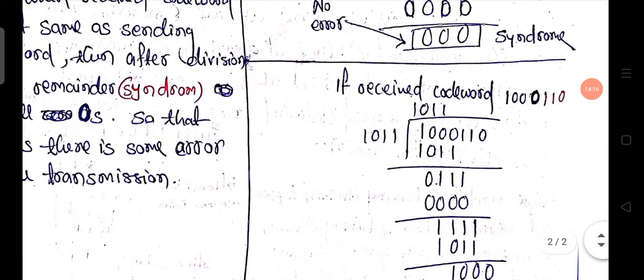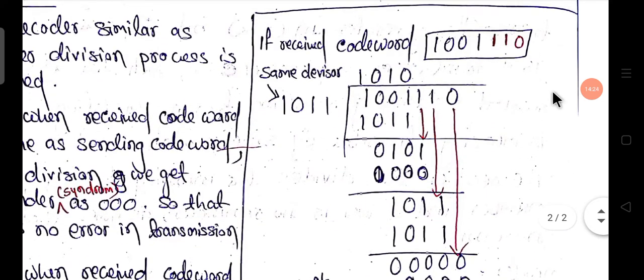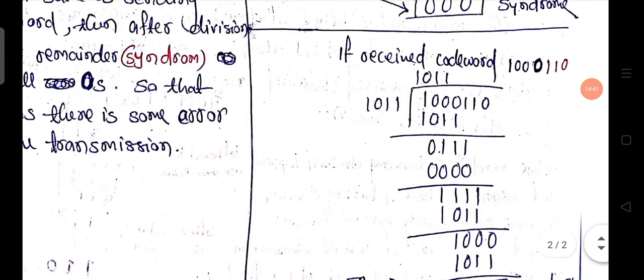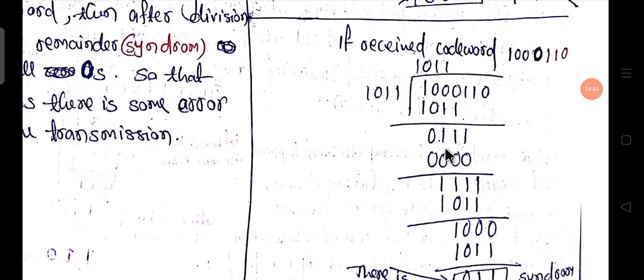If we receive 1 0 0 1 1 0 0 in place of 1 0 0 1 1 1 0, that means this 1 is erroneously converted into 0. This is actually 1, but at the receiver end it is received as 0. So there is an error. Now let's see how we get that information.